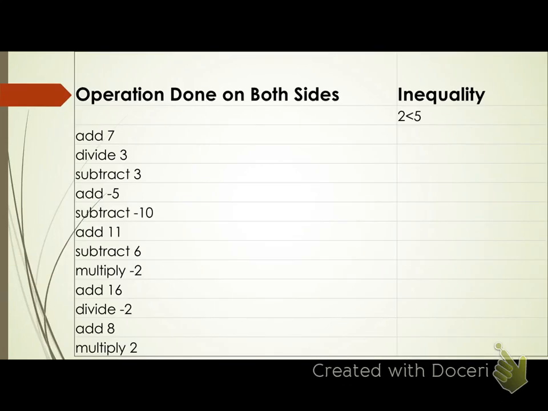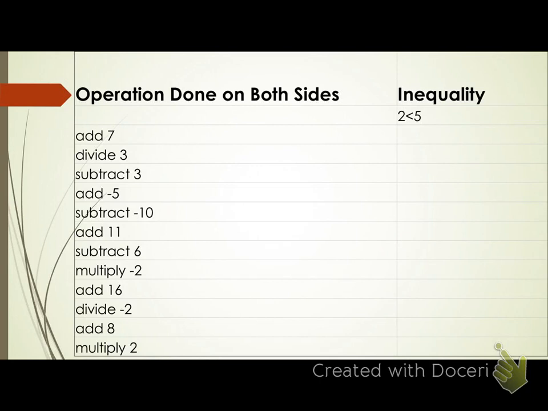So, right here I've got this chart, this table. I've given you an inequality. 2 is less than 5. Everyone agree that that's a true statement? Yes. 2 is less than 5. We're going to do all these operations to each side of the inequality. Okay, and we're going to look at stuff that happens on certain occasions. So, 2 is less than 5.